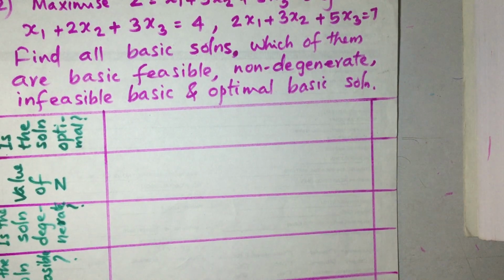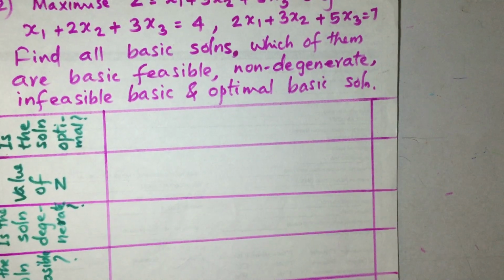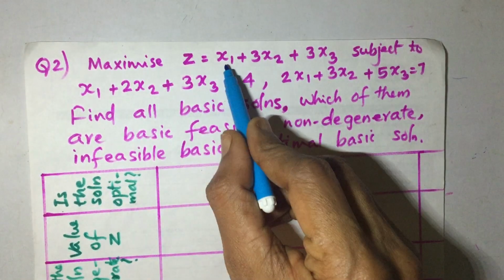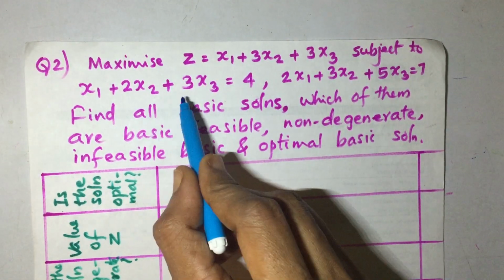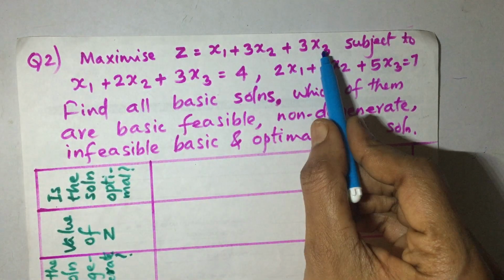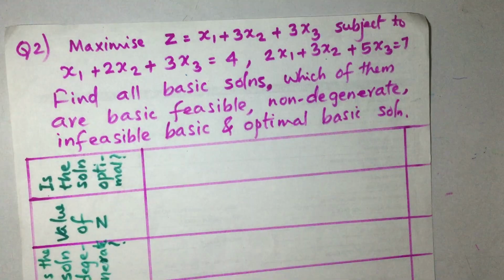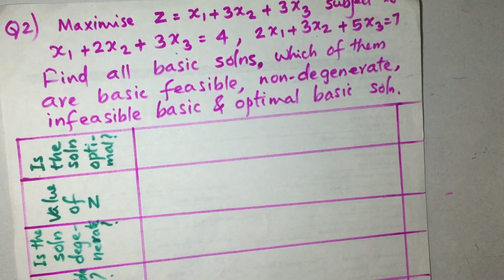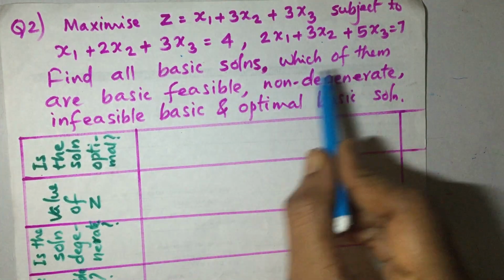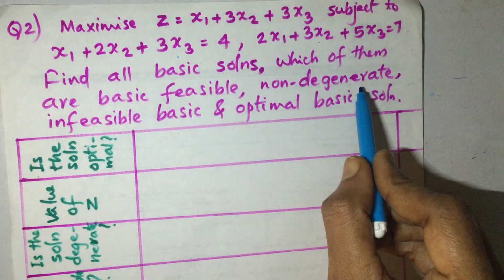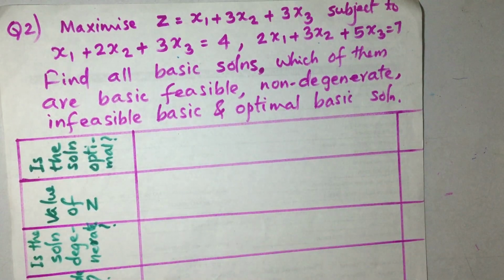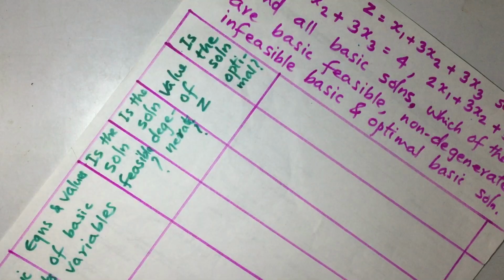Maximize the given function subject to these given conditions. So here also there are 3 variables and 2 equations. So again, like in the previous question, find the basic solutions, which of them are feasible, non-degenerate, infeasible, and the optimal basic solution. All this we need to find out.